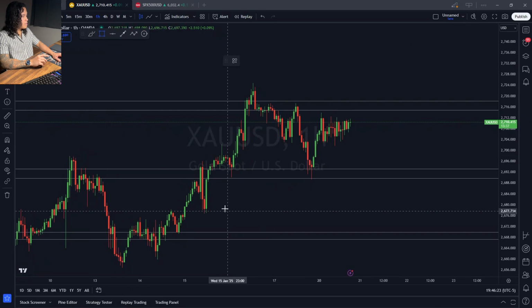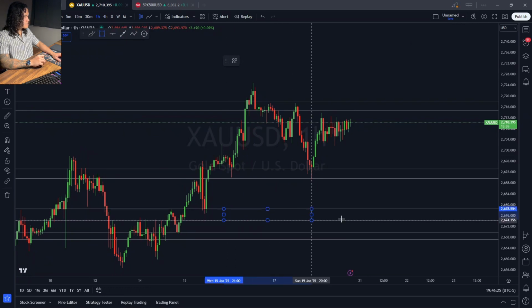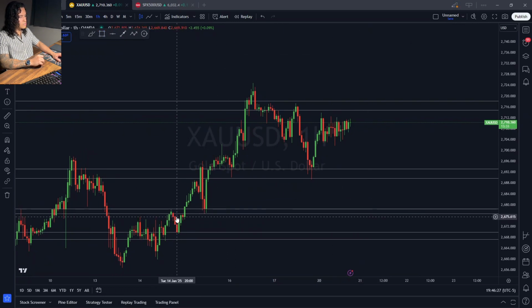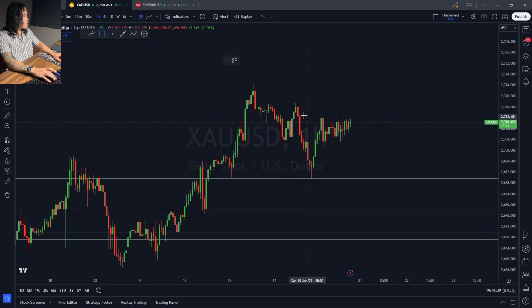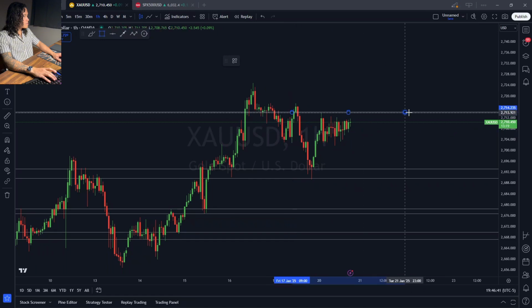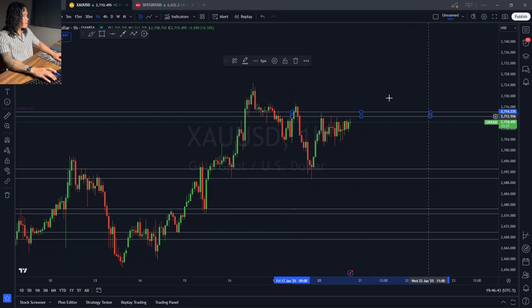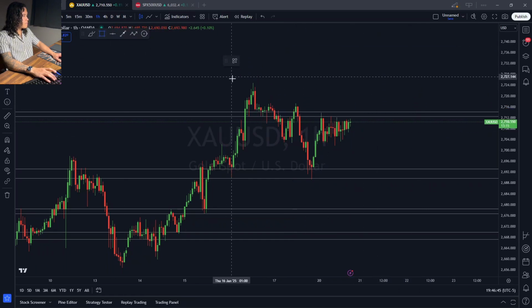So we have a zone around this area, 2678, to look out for. As you can see, it was a resistance, and then we broke above, retested that same exact area before price pushed towards the upside. This zone, I'm going to make it just a bit smaller here. I'm just going to line it up with these highs where price is sort of failing to break above.